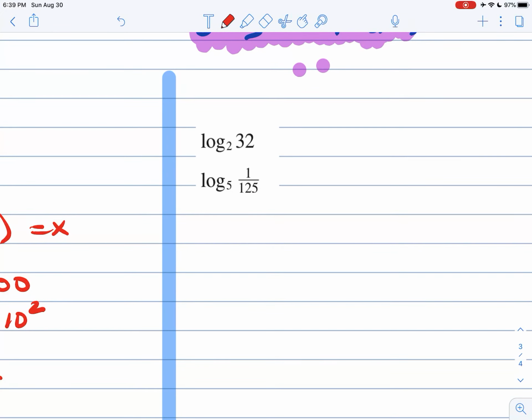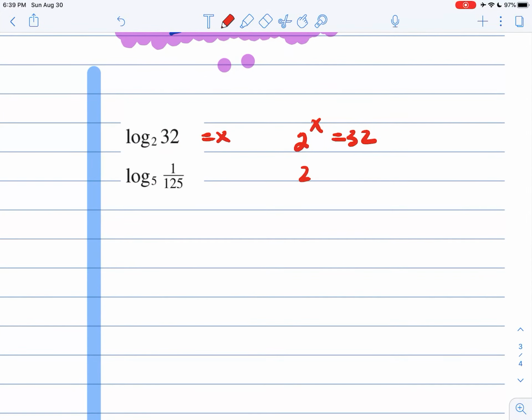If I were just to use, without a calculator, log base 2 of 32, instead of going log 32 over log 2, I might say let this equal x, and then transform: 2 to the x is equal to 32. And then I might rewrite 32 as 2 to the 5th power. And so that's going to tell me that x here is equal to 5.